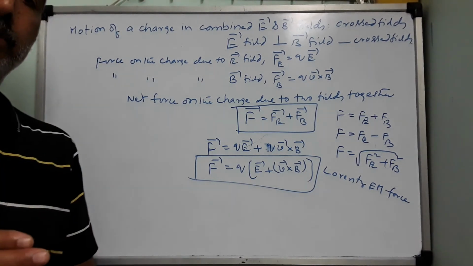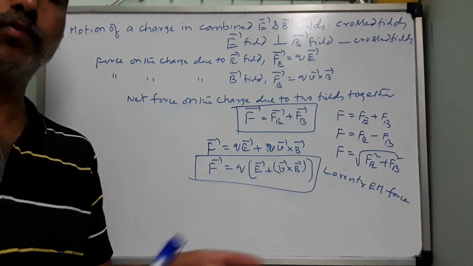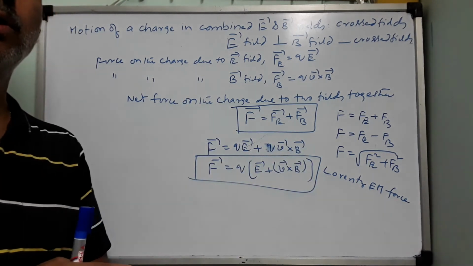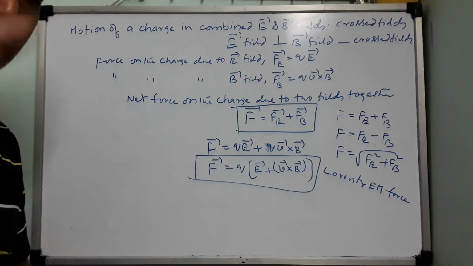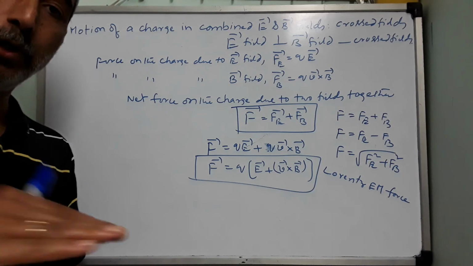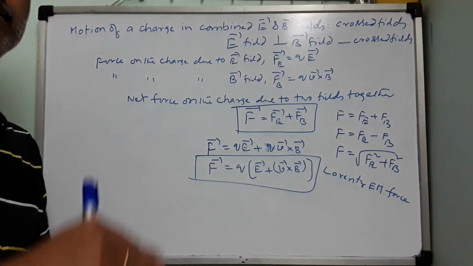If this force is exactly opposite to the force given by the electric field, then the net force on the charged particle will become what? Zero. It moves as if there is no field existing. So in order to compensate the curve or the parabolic path, or change in the direction produced by the electric field, we take the help of the magnetic field to move it in a straight line.